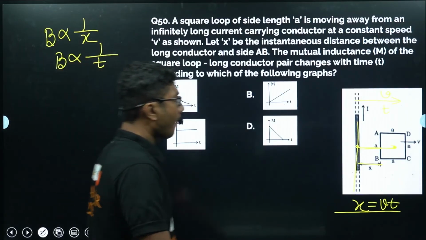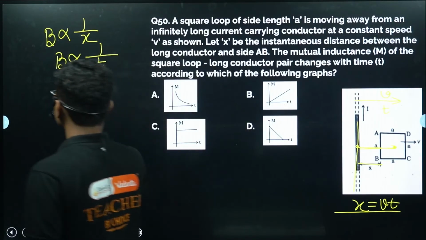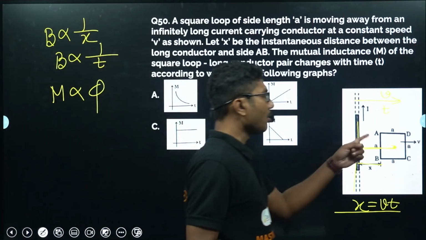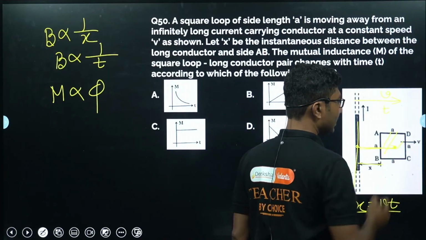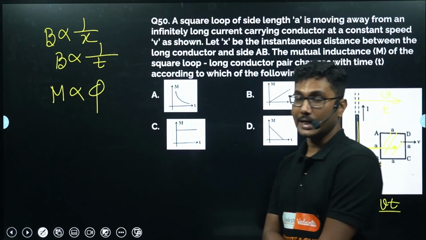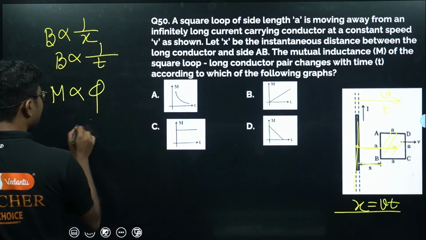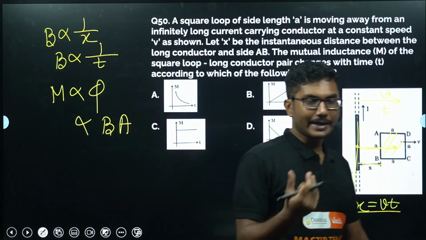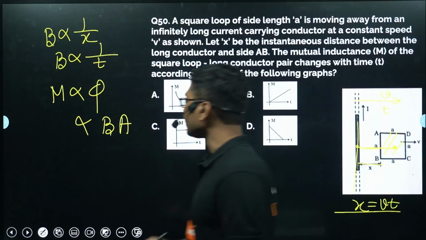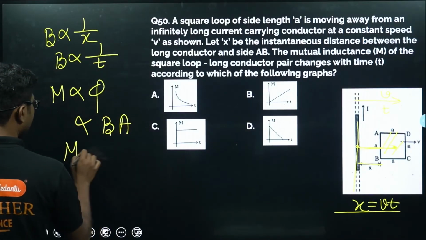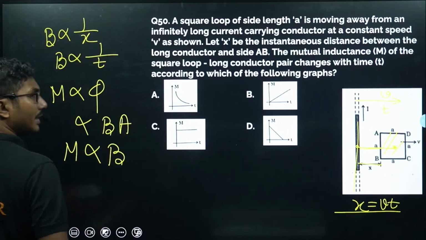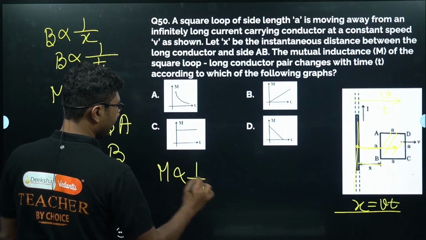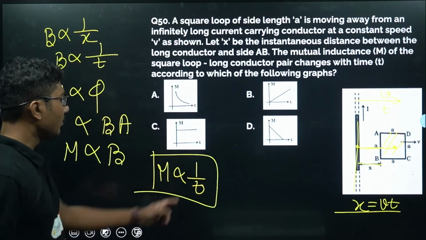Now mutual inductance is proportional to the flux linked with the coil. Here it is a rectangle, so the flux is linked with this coil. So that is proportional to the flux linked. Now flux linked is B into area. Flux at any point is B into area. Now area is constant, which means mutual inductance is directly proportional to the magnetic field. So mutual inductance is directly proportional to 1 by time. Okay. So mutual inductance will decrease with time.